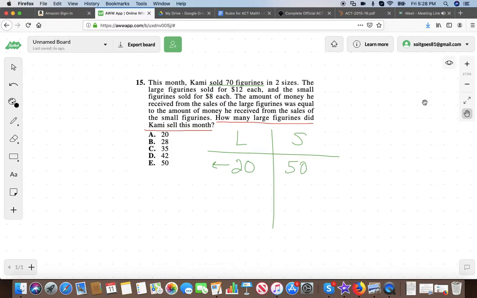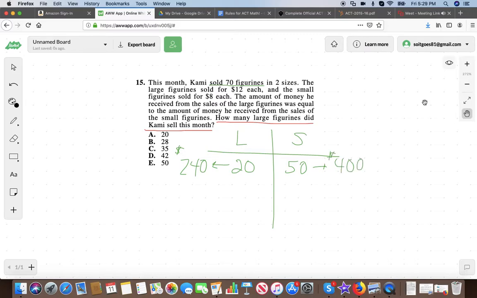Sorry, you cut out just a little bit. What did you say? 240. Are you sure about that? Yes, you're right, I was thinking about it the wrong way. $240, great. And then how much do you make from the small figurines? That'd be 50 times 8, which is 400. Are those equal? No, that's a silly question.